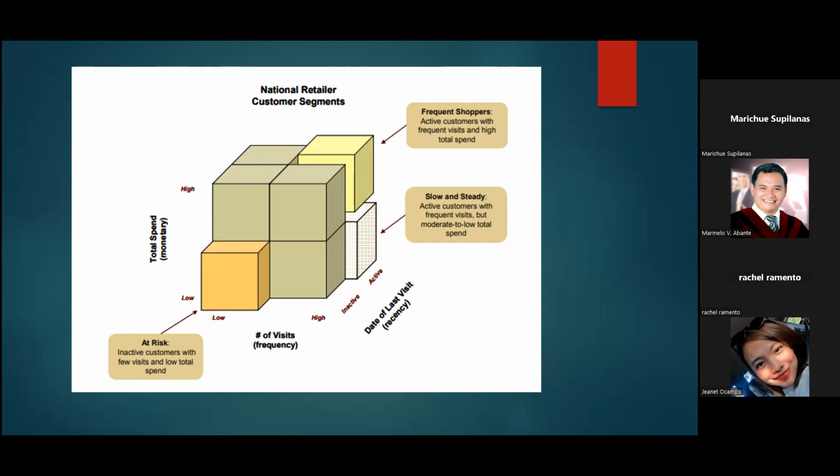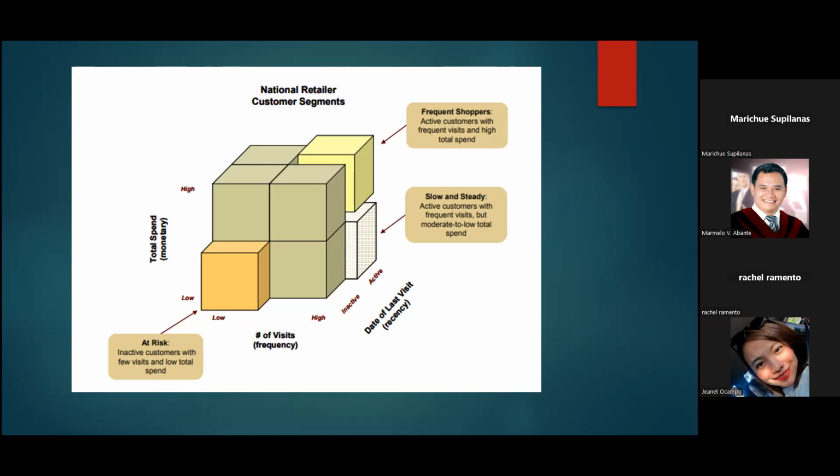Next is the slow and steady segment. For the slow and steady segment, the primary marketing objective is to cross-sell and stimulate incremental activity, with integrated use of marketing analytic tools. These customers shop fairly regularly, but do not provide the same level of revenue to the organization as the frequent shoppers. This is because they purchase from a smaller number of product categories and typically only use the in-store channel.